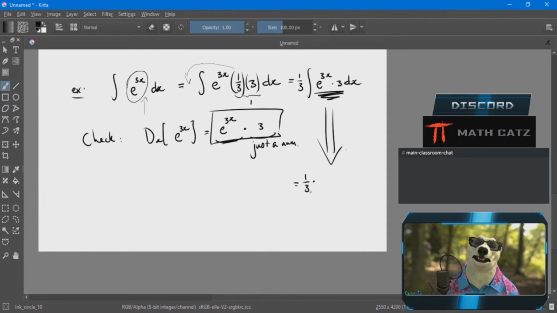I had to pay a price to get that 3 in there. It's not a big price, just a number. But it does change the answer, and it needs to be there. My antiderivative answer is then 1/3, whatever this guy was, e to the 3x, and of course plus c.